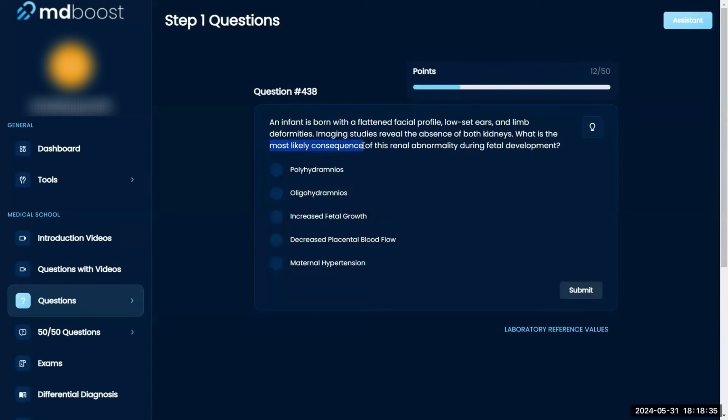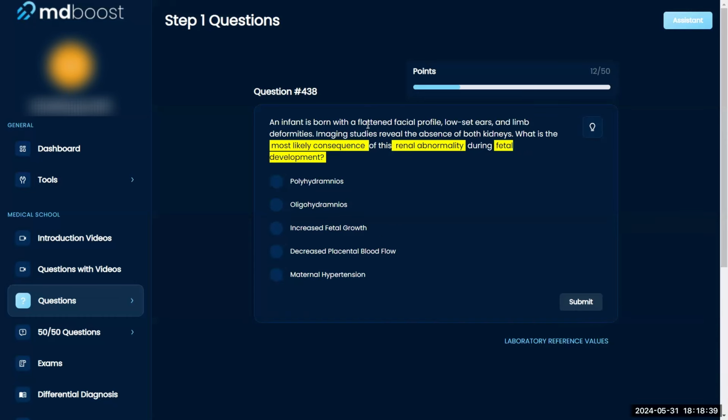What is the most likely consequence of this renal abnormality during fetal development? An infant is born with flattened facial profile, low set ears, and limb deformities. Imaging shows absence of both kidneys. What is the most likely consequence of this renal abnormality? This is what I believe to be Potter sequence.